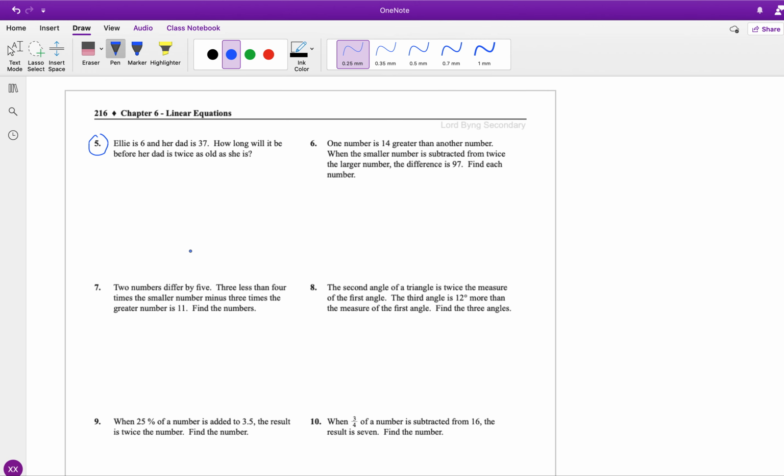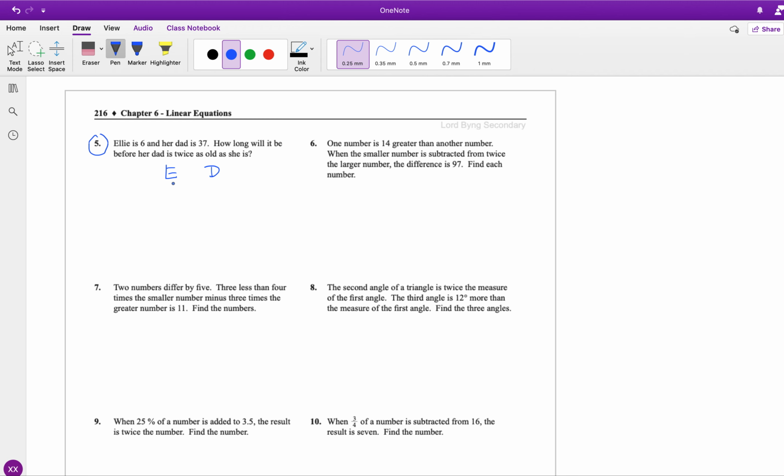Now, for example, this one says, Ellie is 6 years old and her dad is 37. How long would it be before her dad is twice as old as she is? So we pursue this question, I deliberately said, without using algebra. So then we just use our common sense. So Ellie is represented by E. Dad is just represented by D.